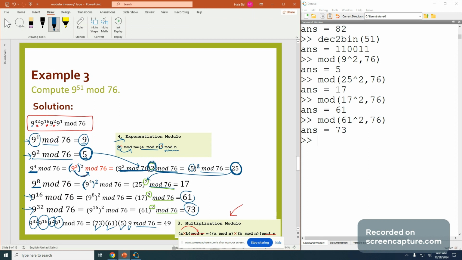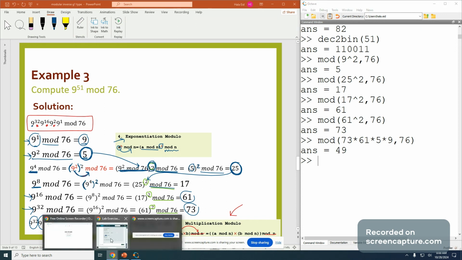Now we can do this easily using Octave. I can just say mod of what? 76. I just need to multiply all these numbers mod 76. So I am going to multiply 73 times 61 times 5 times 9. And this gives me 49. So this is the answer of 9 to the power of 51 mod 76.